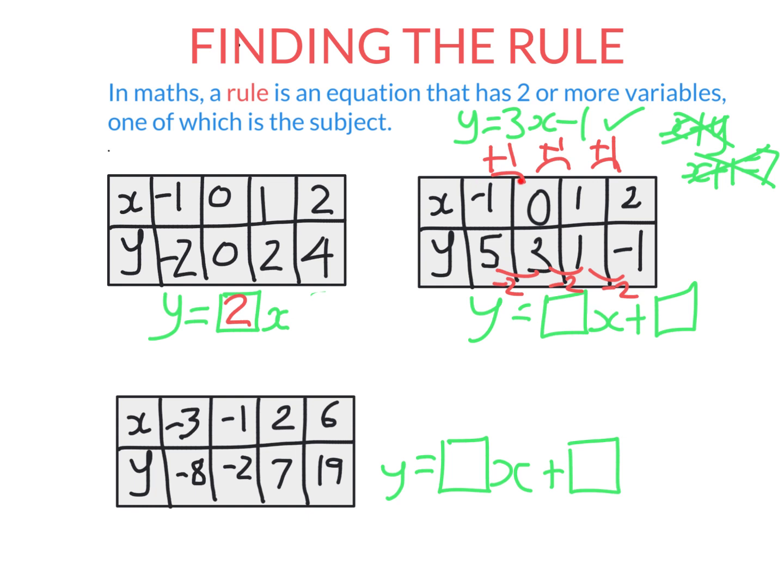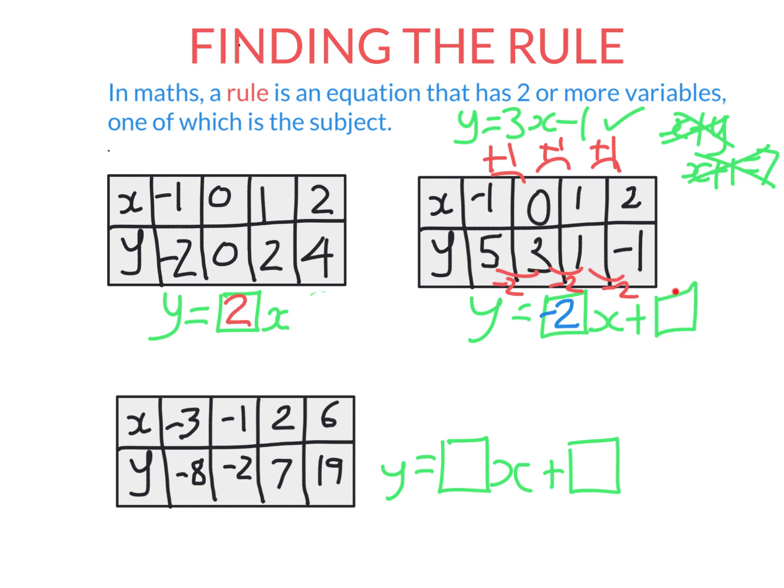So here, each time we add 1 to x, we subtract 2 from y. Y is going down by 2 each time. So actually that minus 2 goes in this box. If y was going up by 3, if we were adding 3 each time, we'd put a positive 3 here. If we were subtracting 4 each time, we'd put a negative 4 there. So the amount by which y is increasing or decreasing goes in the first box.